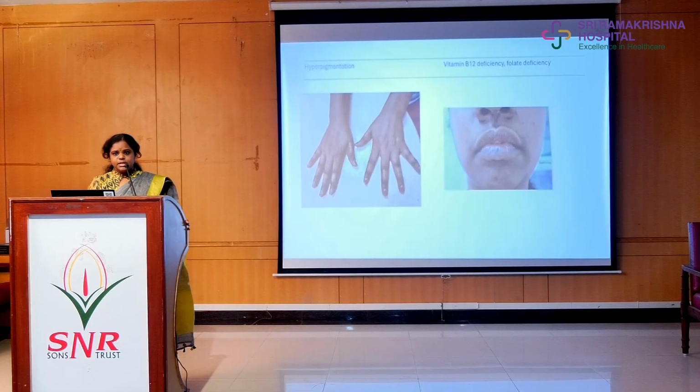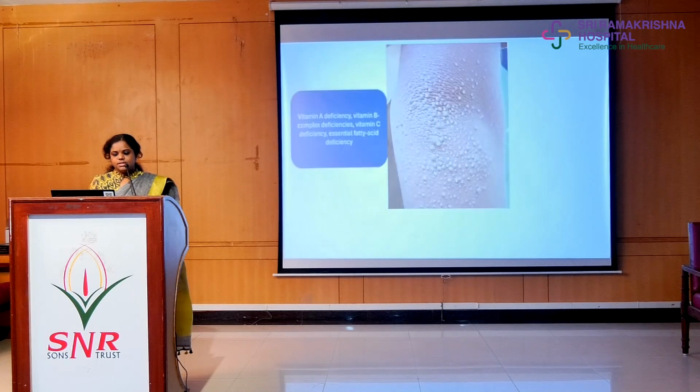So some nutritional dermatoses. Like this is a case with hyperpigmentation of knuckles and perioral pigmentation, found to have vitamin B12 deficiency. This is a nutritional deficiency, vitamin A deficiency. This condition is called phrynoderma. It will usually be monomorphic, hyperkeratotic lesions, especially on the elbows and knees. The most common association of this is vitamin A deficiency.